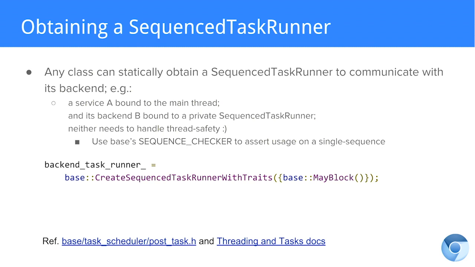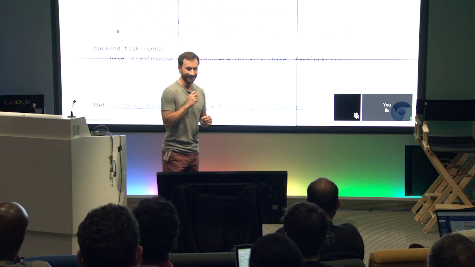So the way you do this is in your service, you're going to just initialize your backend task runner with base CreateSequencedTaskRunner with traits, allow it to block, and you're done. Simple as that. And we have documentation and all of that.